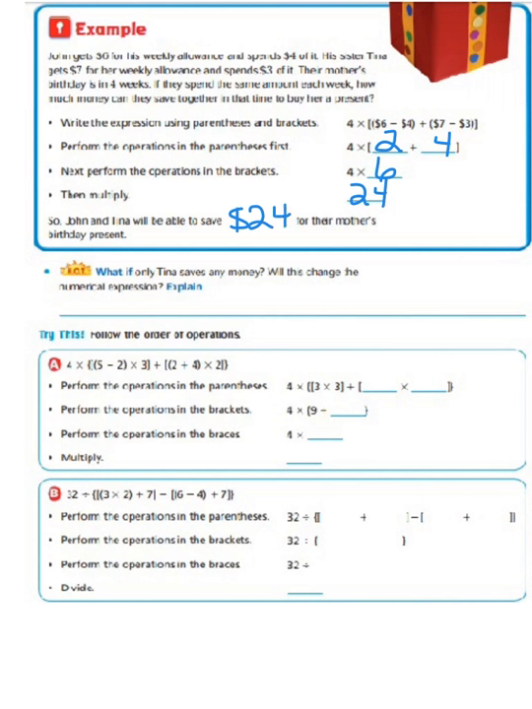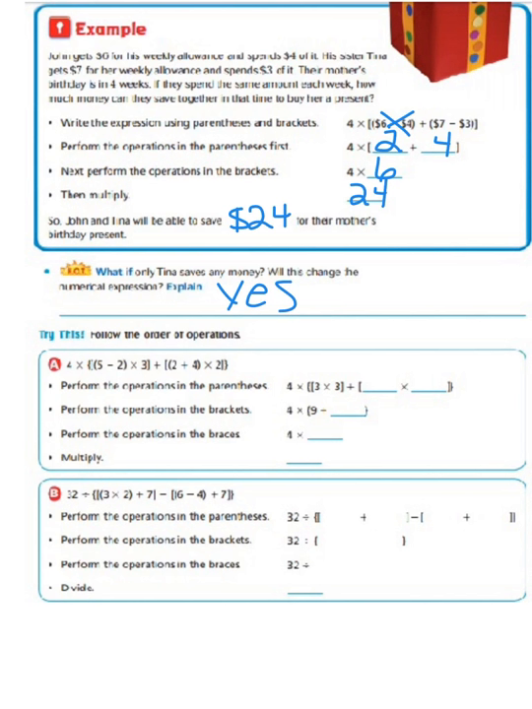Now, what if only Tina saves any money? Will it change the numerical expression? Well, the answer to that would be yes, because the expression will no longer need to include brackets, because you wouldn't have to have this portion up here that would include John's allowance.